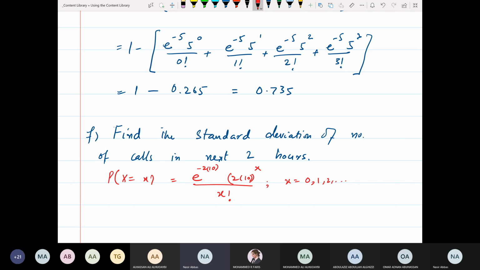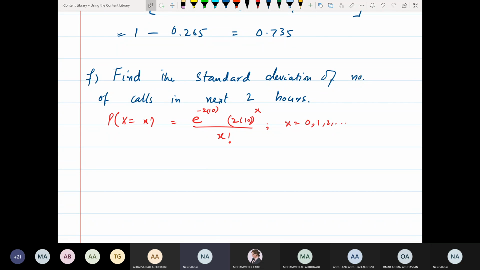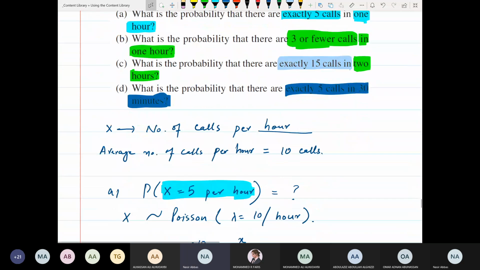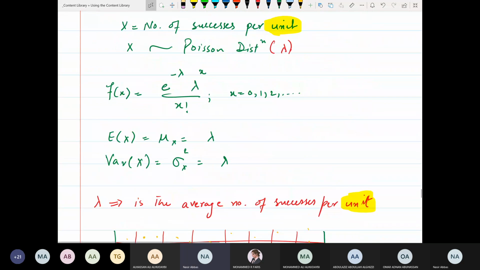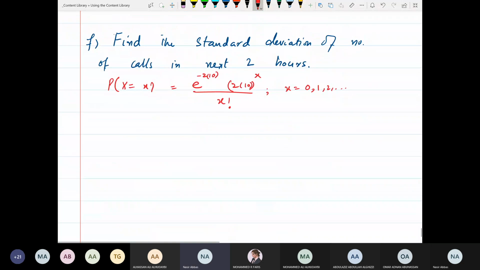And what's required in this question is what? Find the standard deviation of this one. So what is the standard deviation of Poisson distribution? Let's go back to the formula sheet. The standard deviation of X will be the square root of variance, which is the square root of lambda. So you're able to identify the lambda from the question, just take the square root of it. So lambda here is 20. So the standard deviation sigma of X will be the square root of 20.